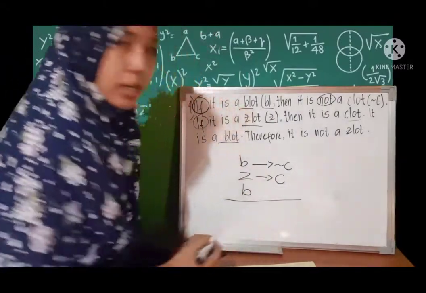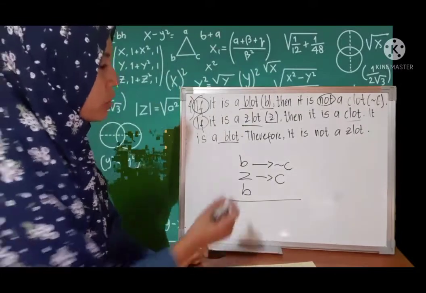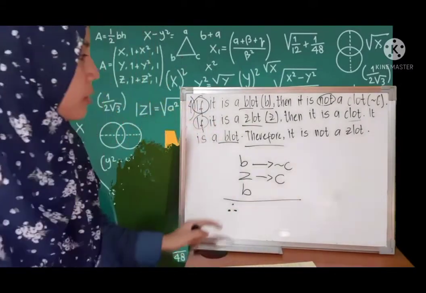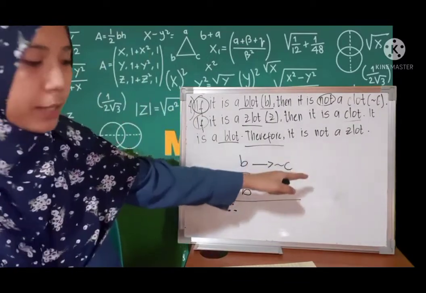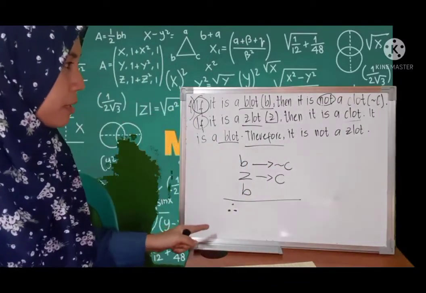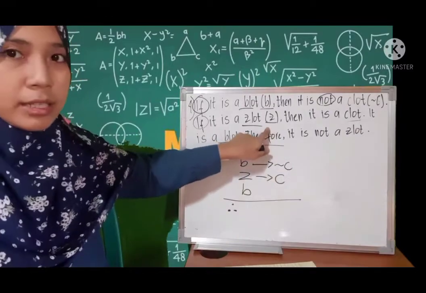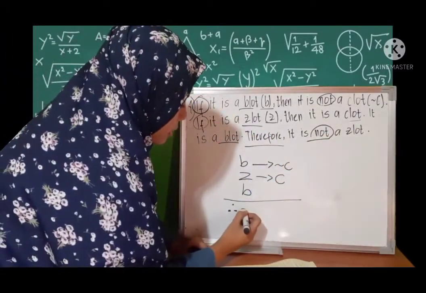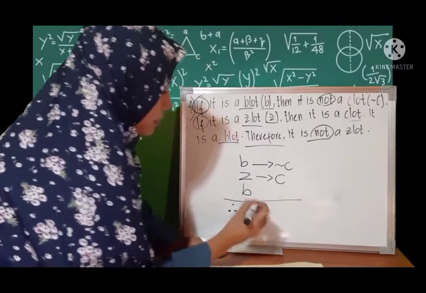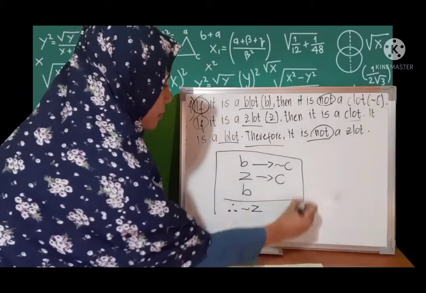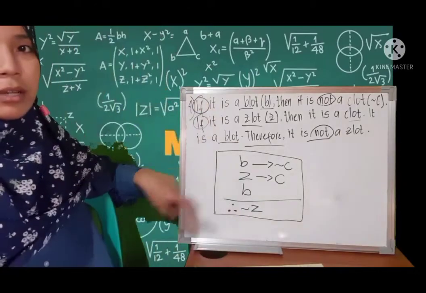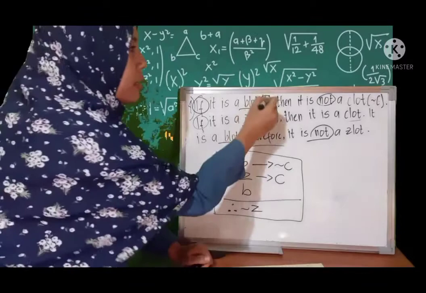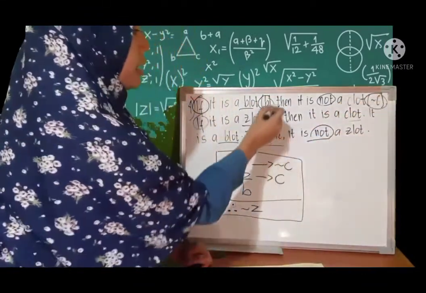So, proceed na tayo sa conclusion. Sa conclusion, therefore, it is not a slot. It is not a slot. Ibig sabihin, slot represents as letter Z, not, negation, Z. So, tatlo yung ginamit niyang statement. B, negation C, and Z.